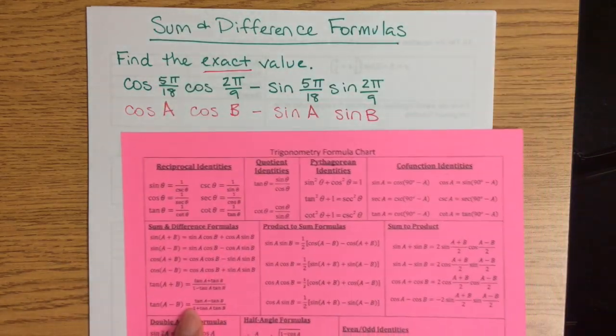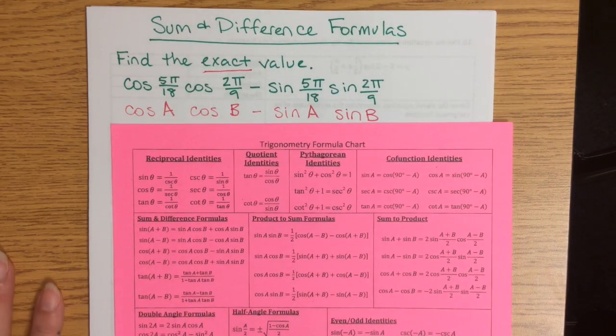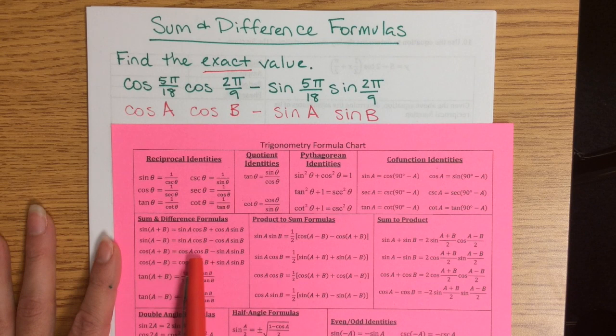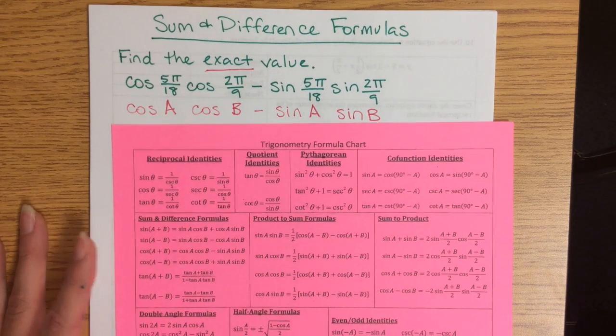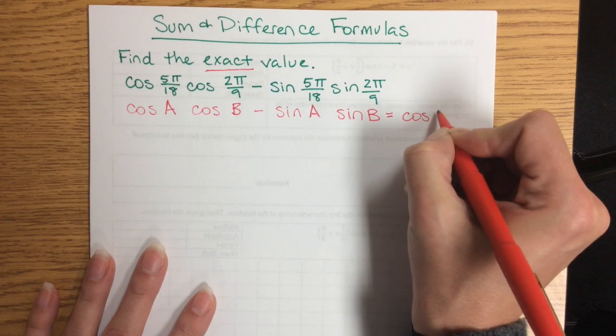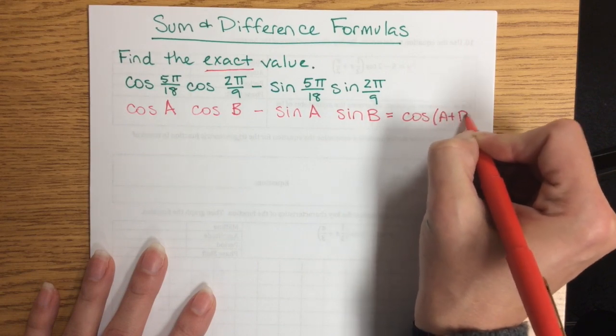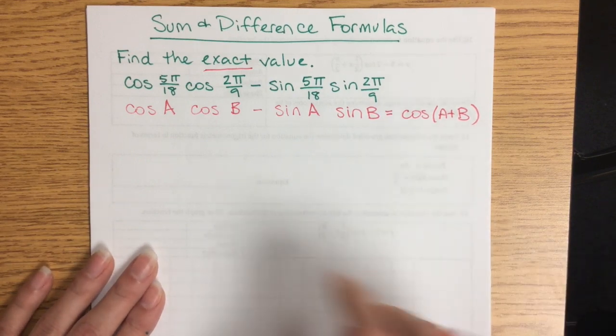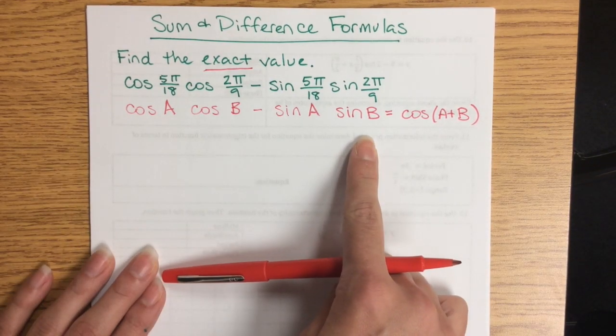So I want to look here for a second. We have cosine A, cosine B minus sine A, sine B. And if you notice right here, here is cosine A, cosine B minus sine A, sine B. And what does that equal? It equals cosine of A plus B. So let's write that. Equals cosine of A plus B. There's the formula. In this particular problem, they've given you the expanded side.